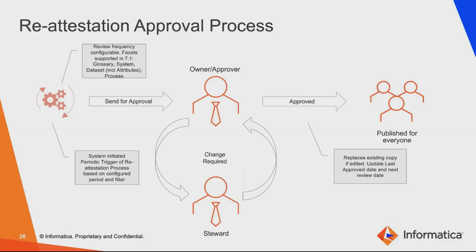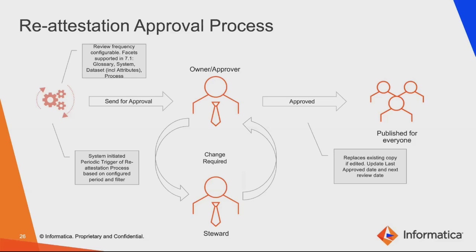Now, depending on the frequency and the time that you've provided, the system will automatically trigger the change request as well as the associated workflow at the desired interval, which could be quarterly, which could be yearly, and it will initiate the workflow so that the approval process can begin. And if there are changes required, you make the changes depending on how your workflows are designed.